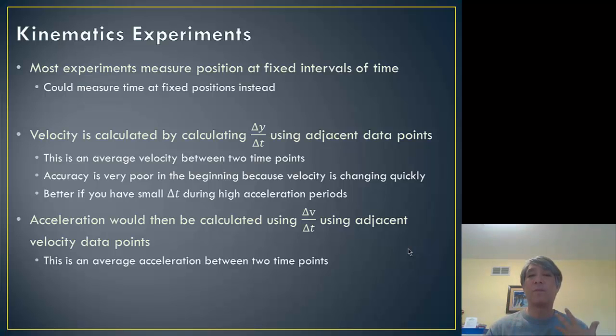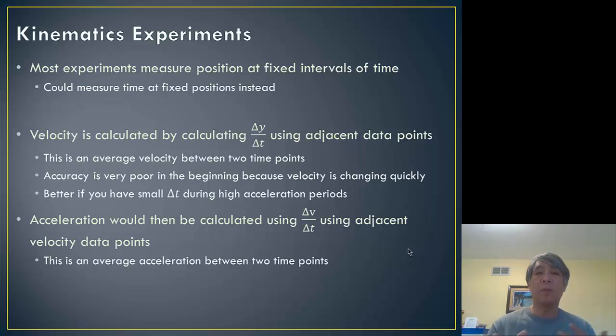Experimentally speaking, how do I figure out these variables? Most of the experiments involving kinematics require you to measure position at fixed intervals of time: every second, every 10th of a second, every 60th of a second. Our ticker tape timers, remember, were 1/60th of a second. It would measure a dot. Even our ultrasonic timers measured at fixed intervals of time.